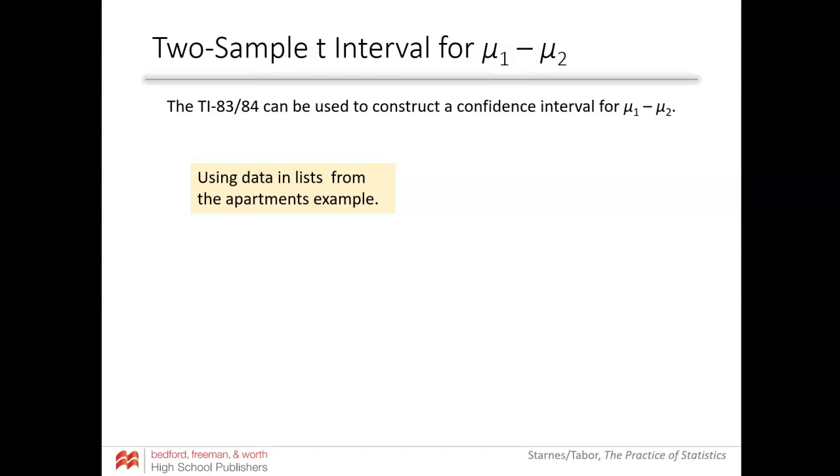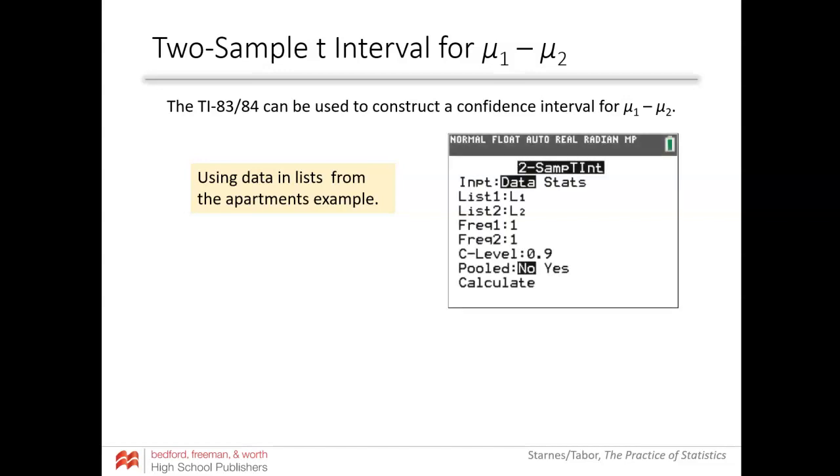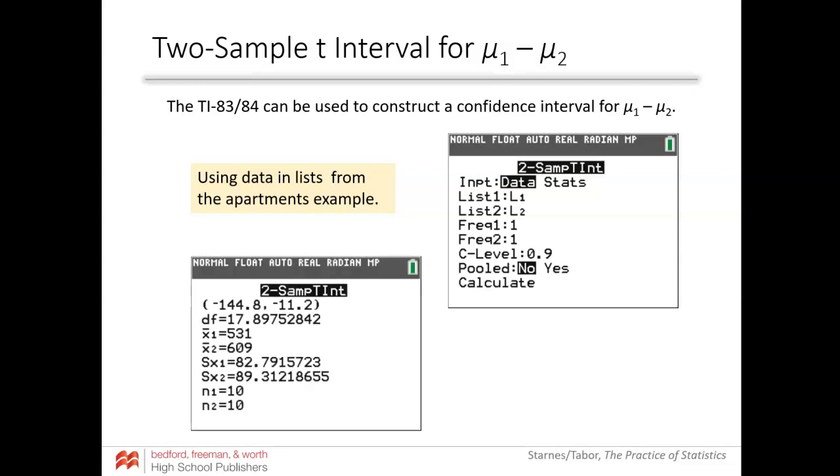If you put your data into the lists, this is from the apartment example, it would ask you what lists your data is in. So most humans put data in list 1, list 2. You just got to make sure you know what's where. And then if you have a frequency list that is multiplying anything, make sure you indicate that. Otherwise, if you're going to keep frequency as a 1, that means it's not going to multiply your list by anything.